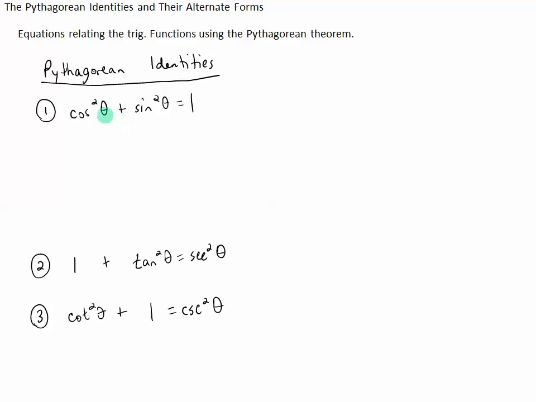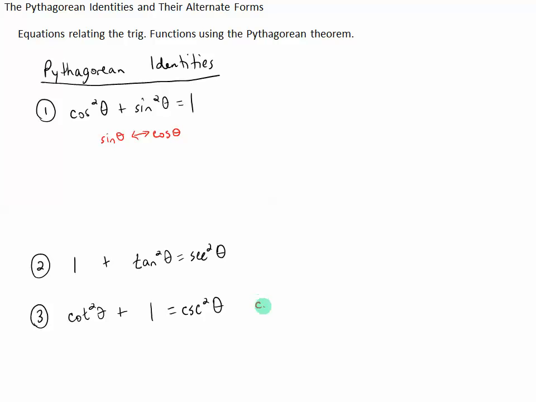And then if you just imagine dividing by cosine squared or just imagine dividing by sine squared, you can easily get these last two. But I also start to remember that the first one relates sine and cosine. Then I've got one that relates, let's look at the last one.